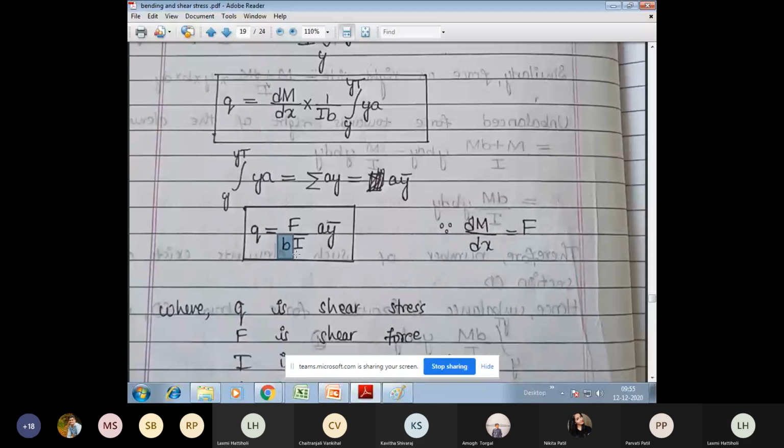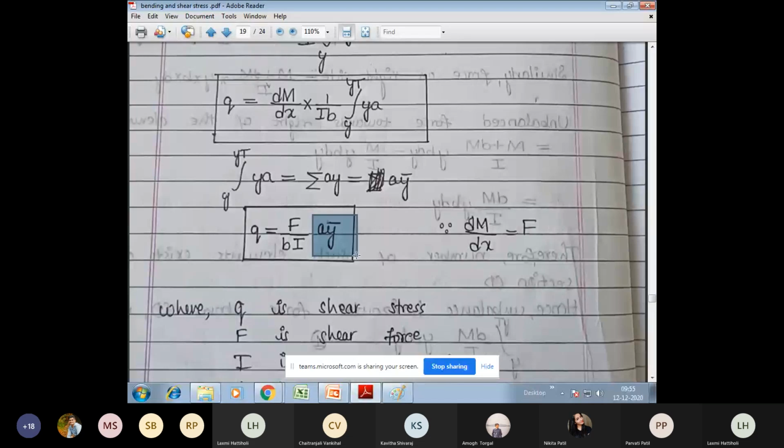B is constant for all the fibers. Am I correct? Yes, ma'am. Right. So even I is constant. Moment of inertia, BD cube by 12. You will consider same I for all the fibers, CD, AB, BC, all the fibers I is same. But here comes a question, A into Y bar. This plays a very, very important role.